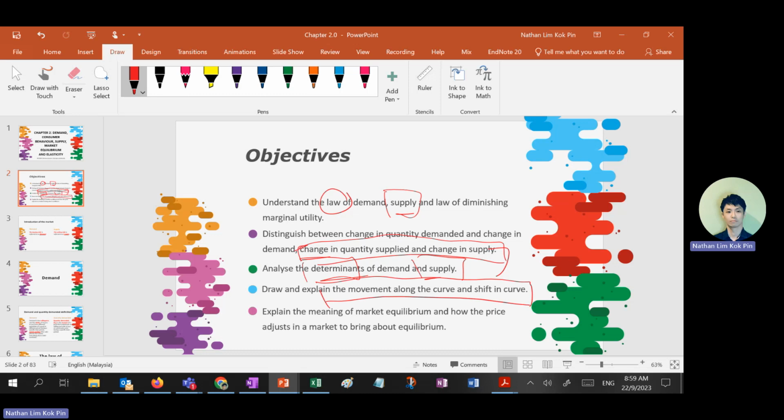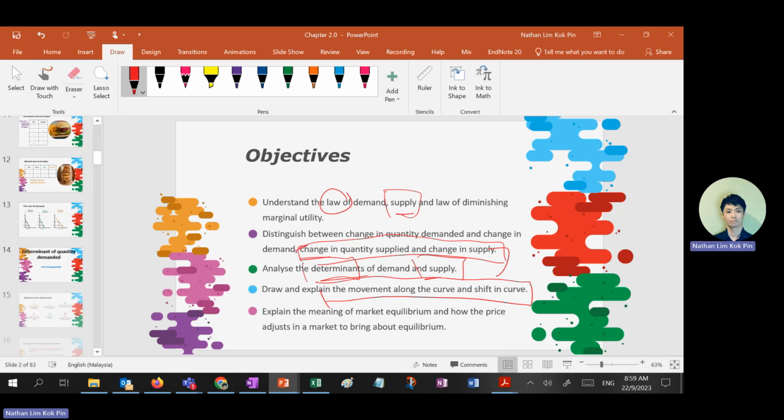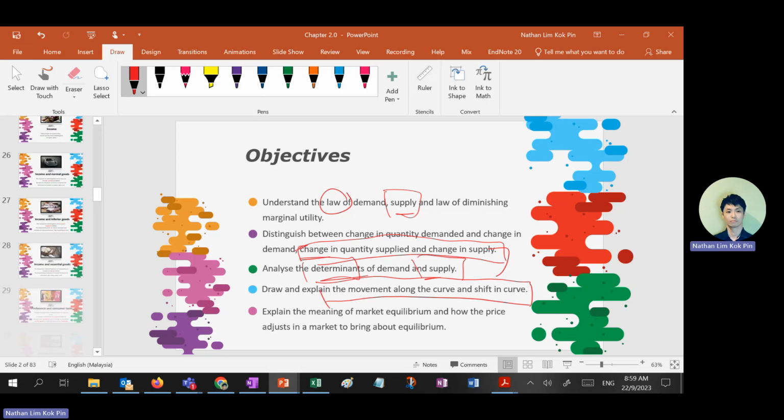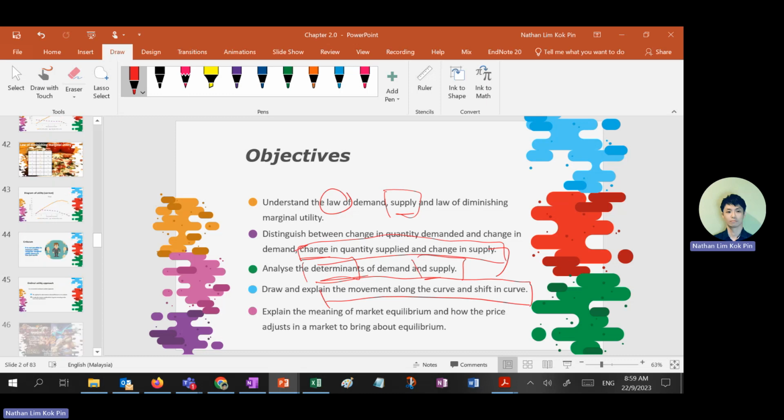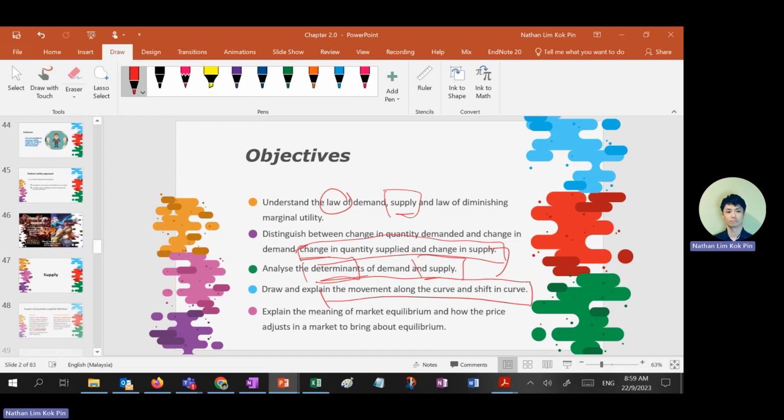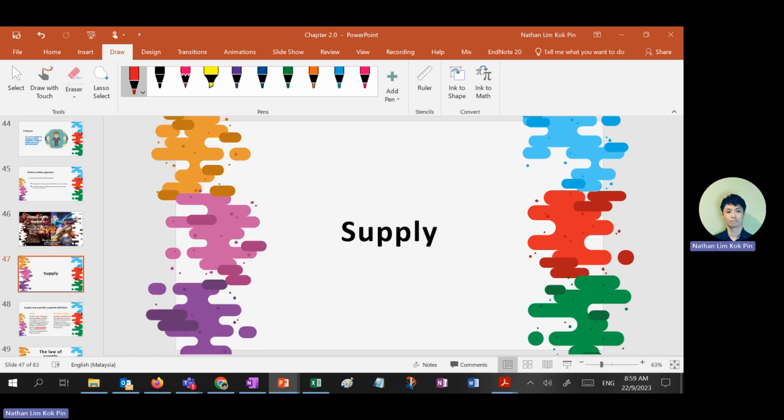Okay, but this is for the supply curve. Starting from today, you need to change your mindset because you are learning about suppliers, the producer mindset. You must think that yourself is a producer. What's a producer? This is a producer.